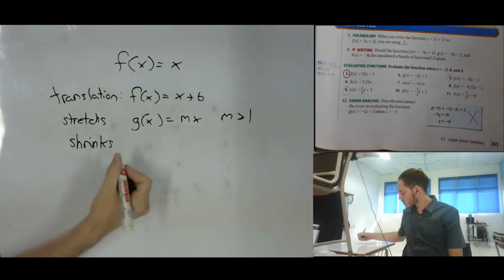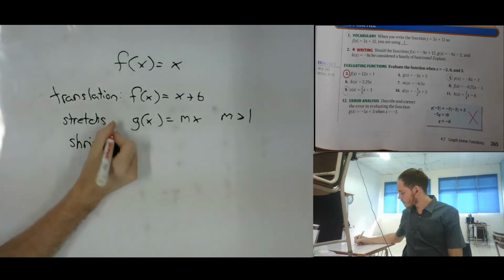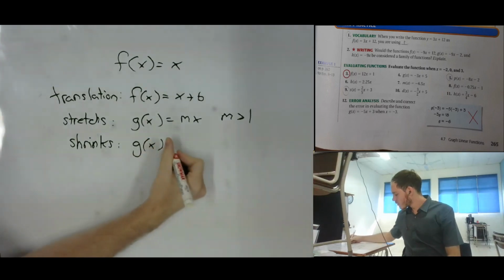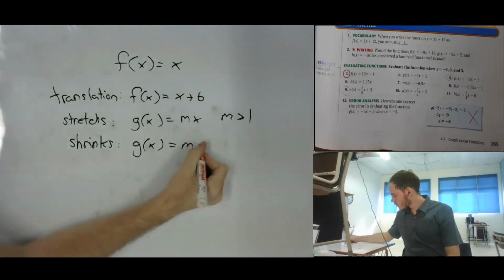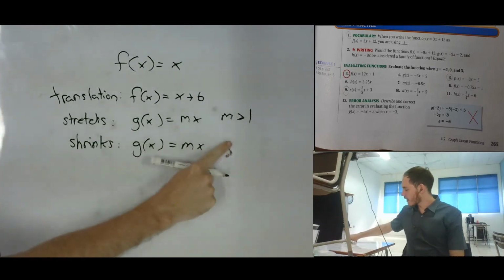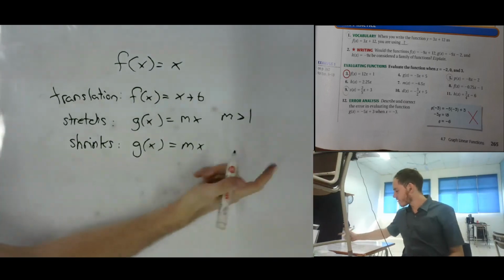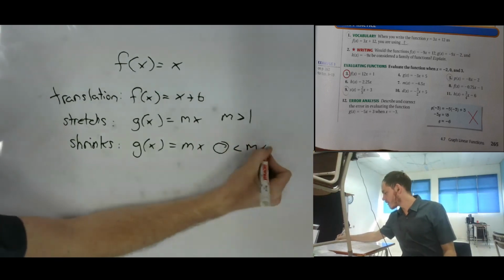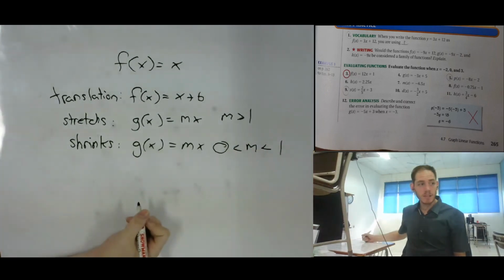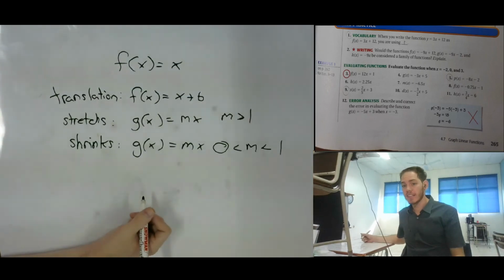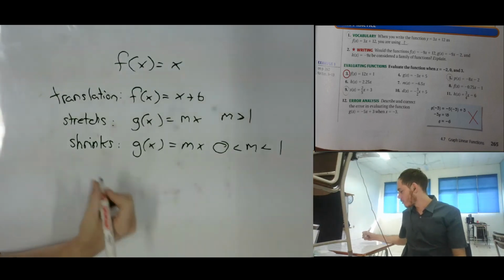Okay, what about shrinks? Shrinks are going to be where our slope is a fraction. Okay, a shrink is going to have a fraction as a slope. It's the best way to kind of give it for now. Okay, something like that. Where it's some number between 0 and 1. So it can be a decimal fraction, but it has to be between 0 and 1.